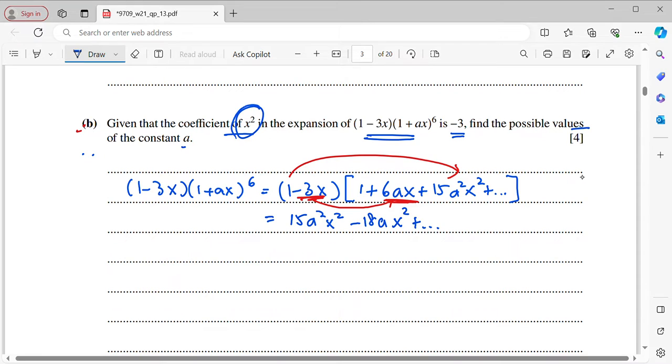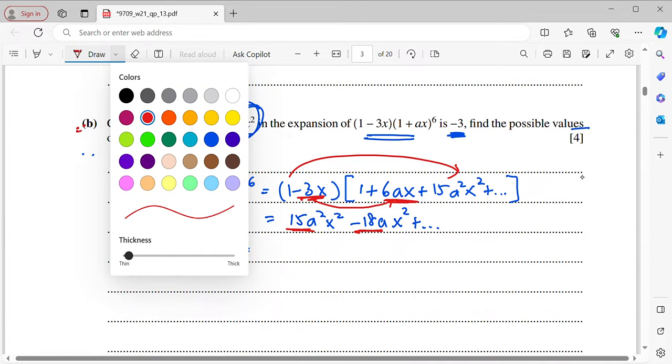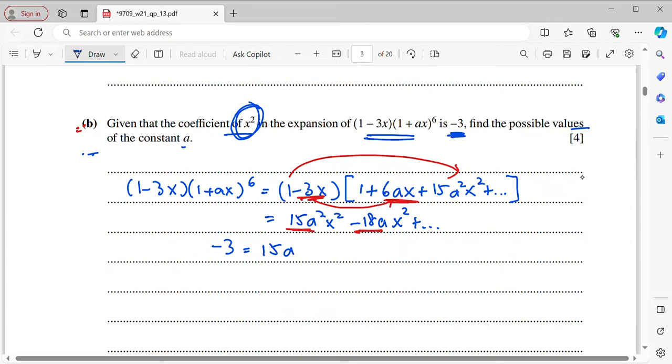Now it's mentioned that the coefficient of x squared is minus 3. So that means I will write minus 3 equals, the coefficients will be 15a squared minus 18a on the right side. So here I will get 15a squared minus 18a. Now this is a quadratic equation. Then I will just divide the whole equation by 3 first and rearrange to get a quadratic equation. So here minus 1 equals 5a squared minus 6a. Therefore, 5a squared minus 6a plus 1 equals 0.